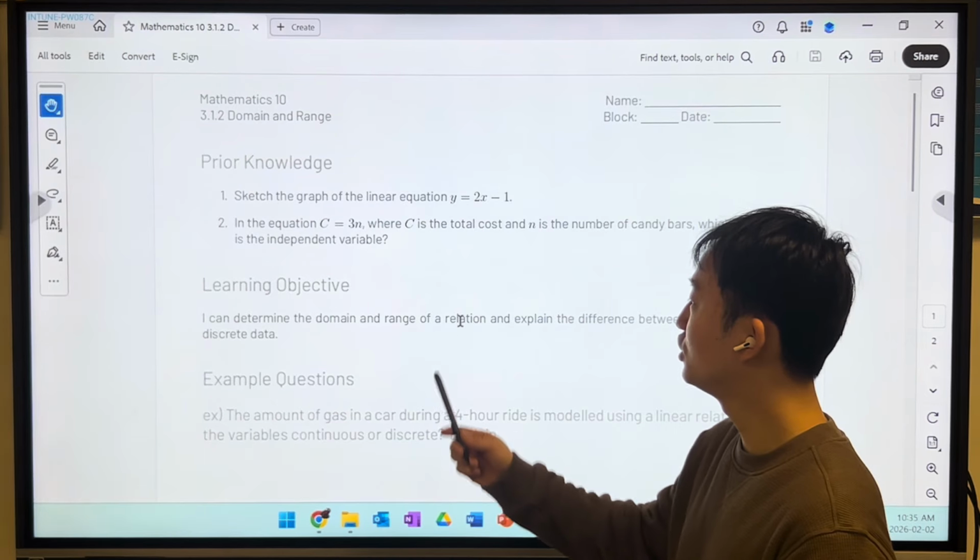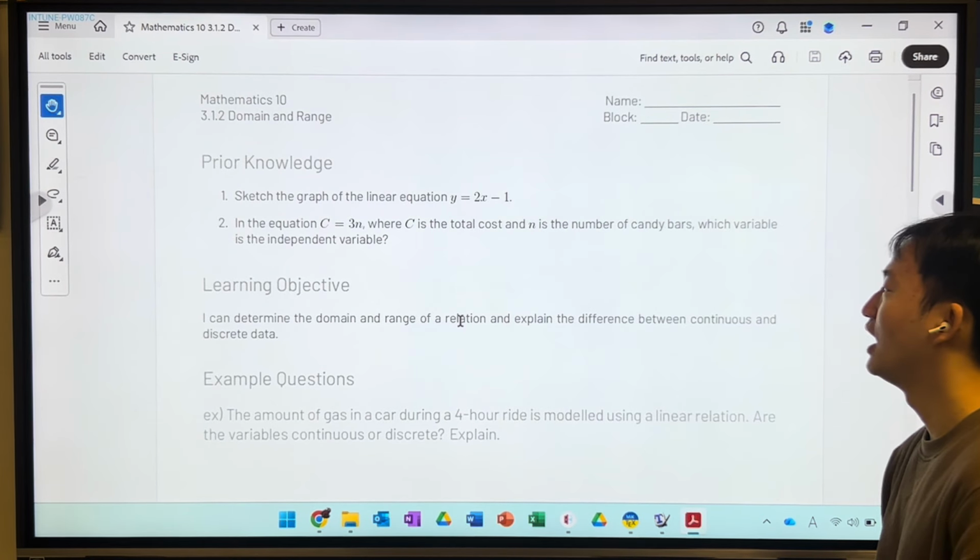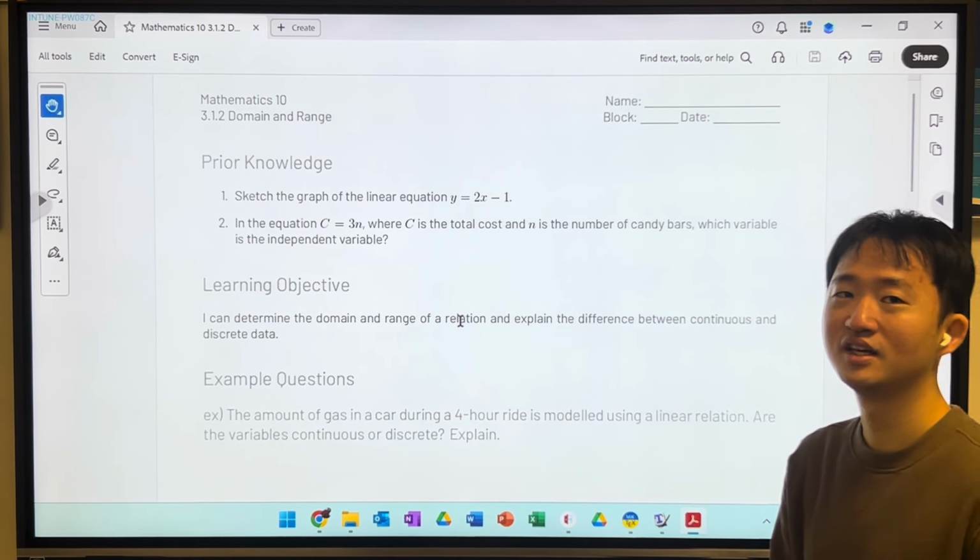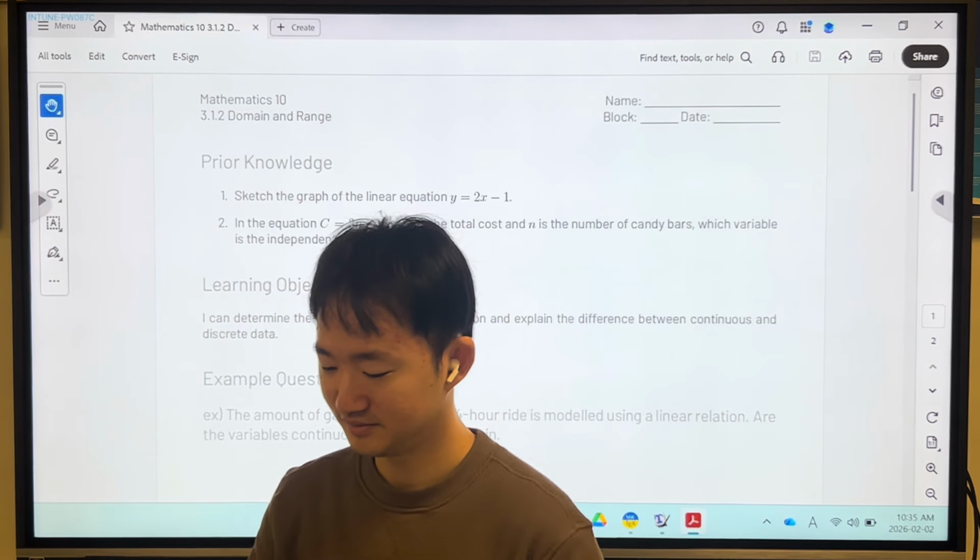After this video, you should be able to determine the domain and range of a relation and explain the difference between continuous and discrete data.